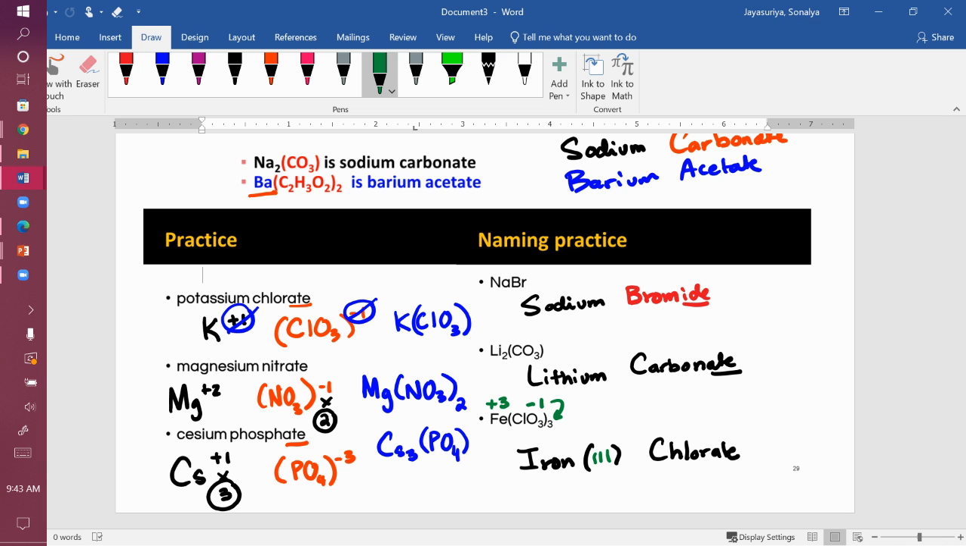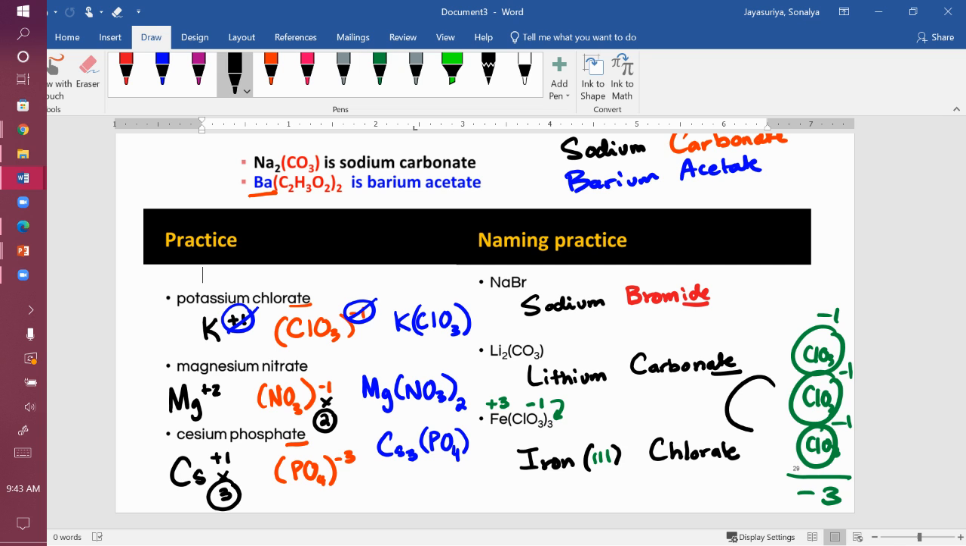If that wasn't clear, just draw it out. I have 3 chlorate ions, right? These are my 3 chlorate ions, ClO3, ClO3, ClO3. Each of them has a minus 1 charge. So minus 1, minus 1, minus 1, we get a minus 3 total. Okay? How many iron ions are there? There's only one ion. So what does iron have to be to balance out that minus 3? Iron has to be plus 3. So that is why it is iron 3. It's not iron 2 because if it was iron 2, it couldn't balance out with the 3 chlorate ions.